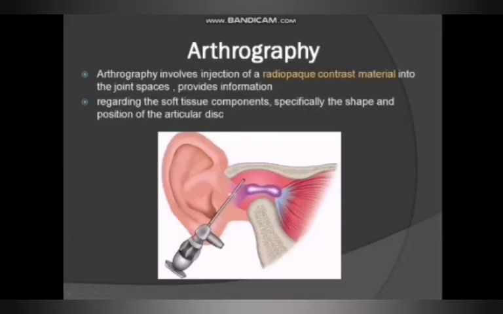The last subject we have for today is arthrography. Arthrography involves injection of radio-opaque contrast material into the joint space, which provides information regarding the soft tissue components, especially the shape and position of the articular disc. So arthrography in dentistry is used to give diagnostic imaging of the temporomandibular joint.